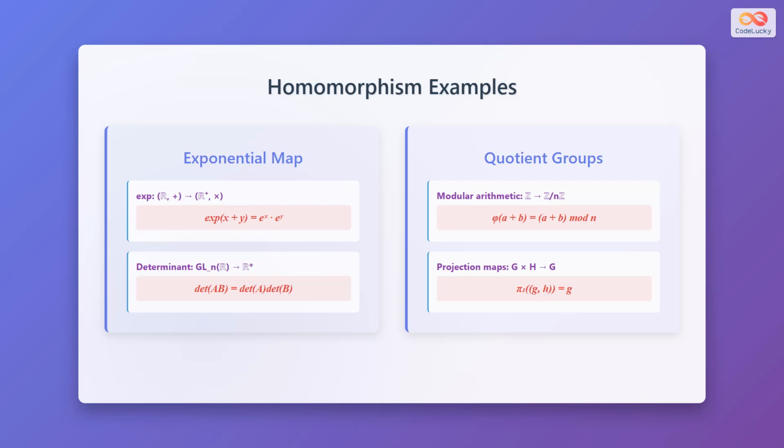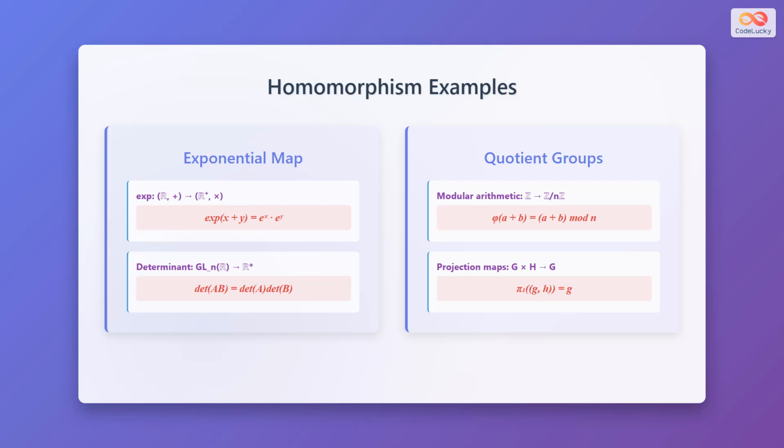Here are some examples of group homomorphisms. First, exponential map. Example 1 is exponential from real numbers with addition to real positive numbers with multiplication. The property preserved is exponential of x plus y equals e to the power of x times e to the power of y. Next is determinant. Example 2 is determinant from general linear group of order n over real numbers to real numbers. The property preserved is determinant of AB equals determinant of A times determinant of B.